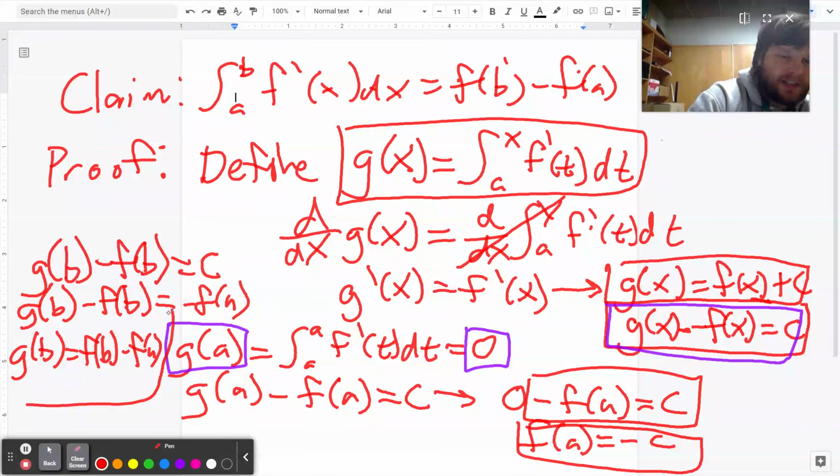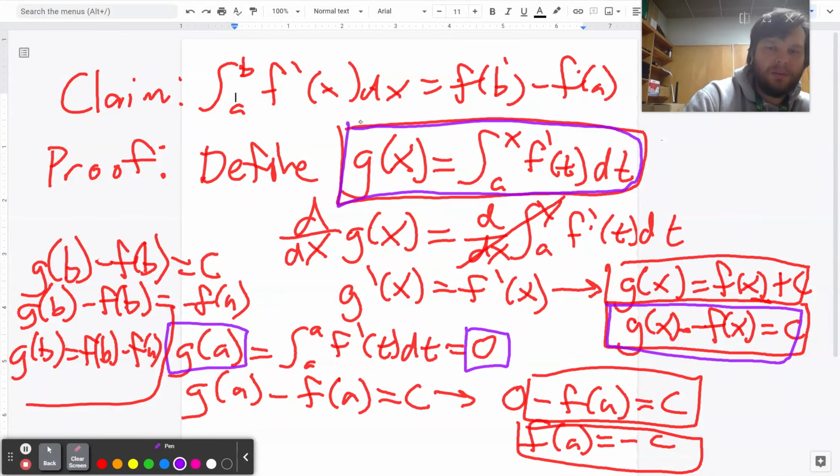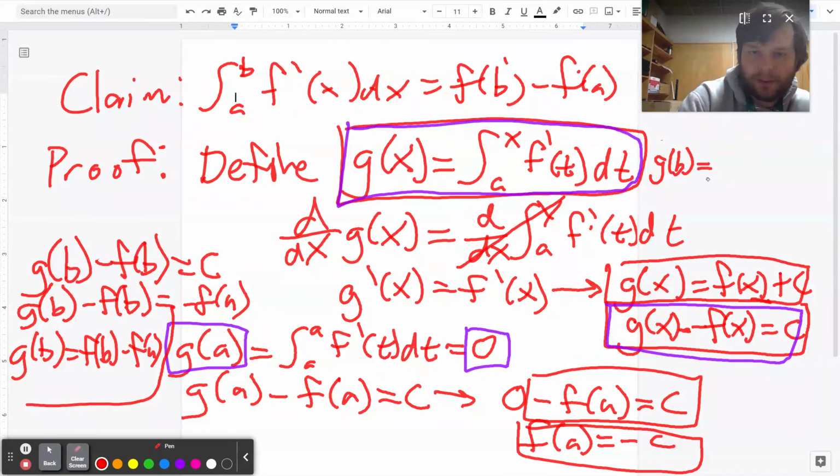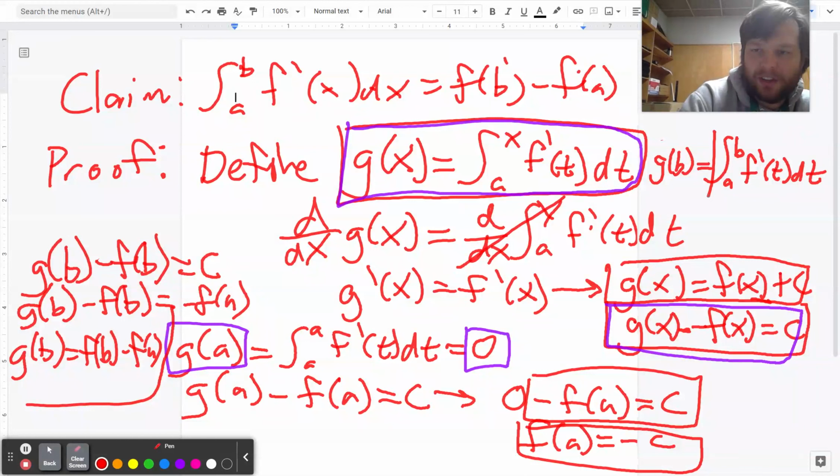And that is it. If we go back up to our definition of g, we just proved that g of b is equal to f of b minus f of a, and that's the same as the integral from a to b of f prime of t dt. So this value has to equal f of b minus f of a.